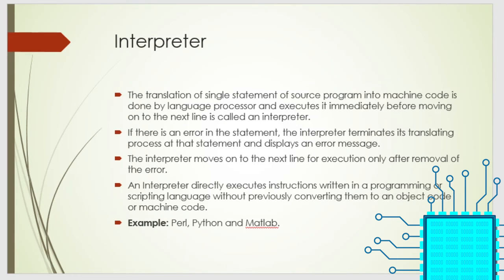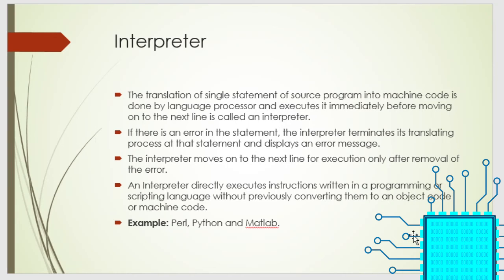The next system program or language translator is the interpreter. The source program is also translated to low-level object code by using an interpreter. The language processor that translates a single statement of the source program into machine code and executes it immediately before moving on to the next line is called an interpreter. So an interpreter translates a source program to an object program line by line and executes it immediately after reading it.